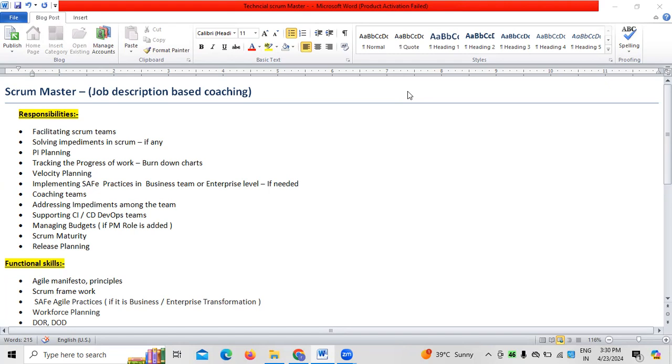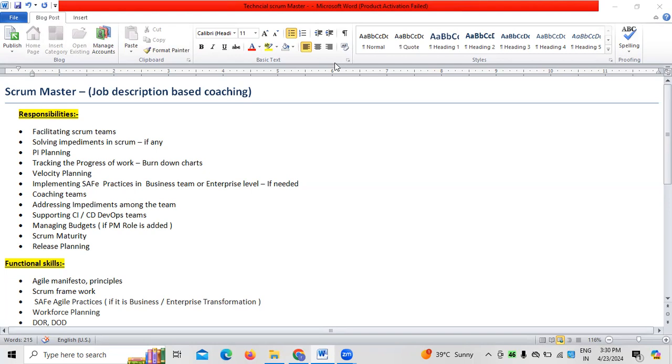So being a Scrum Master, when you are working at the team level, we try to understand the amount of effort estimation which our team is investing and how this can be completed on time, followed by any impediments which the team is having. So solving those, and at the same time tracking the progress of work, all these things have to be taken care of by the Scrum Master.